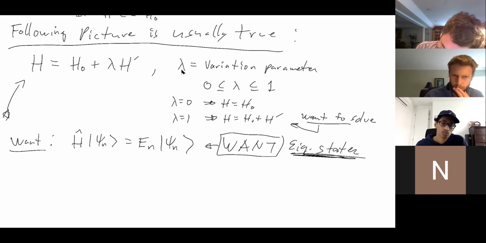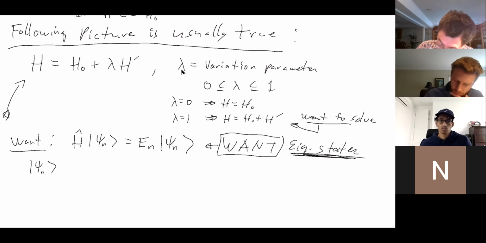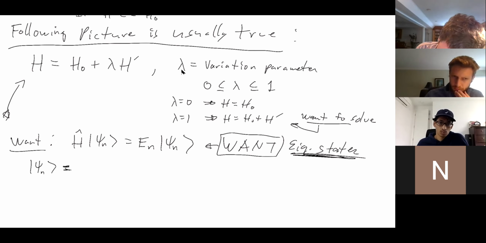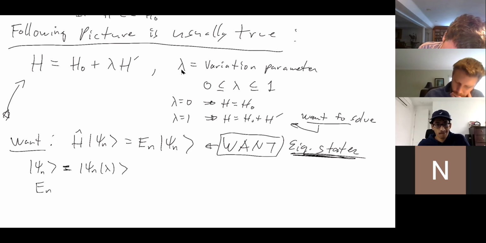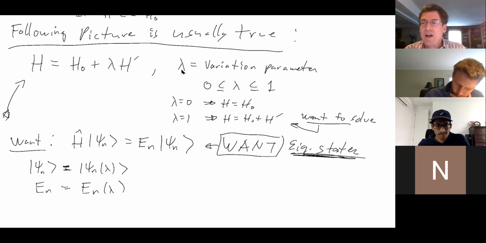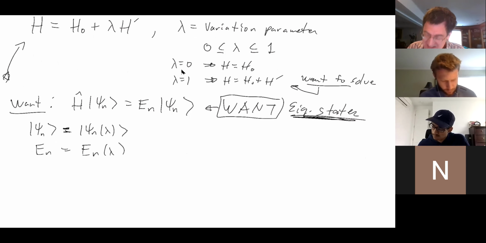If I can write it like this, then the important approximation is that psi n is basically a function of lambda, and En is also a function of lambda. And that's it. That's all. It's actually kind of simple, and kind of trivial, but let me show you what that means.